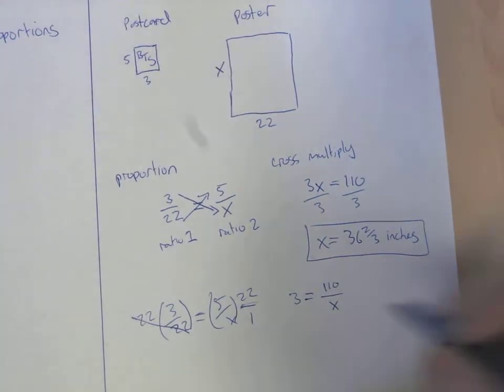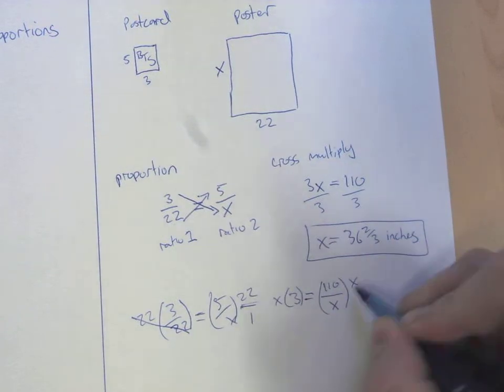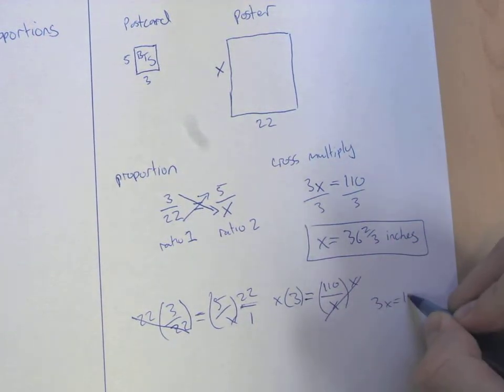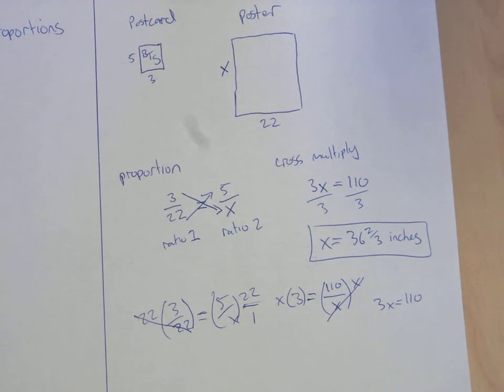Now I just use that multiplication property of equality again to get rid of this denominator, right? And I have 3x equals 110. So it's not really magic. It's not a new property. It's just the multiplication property of equality used twice in a row to get rid of both denominators. It's basically clearing the fraction, which we've talked about before.